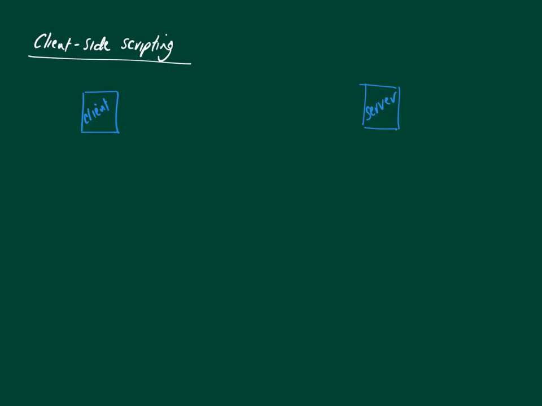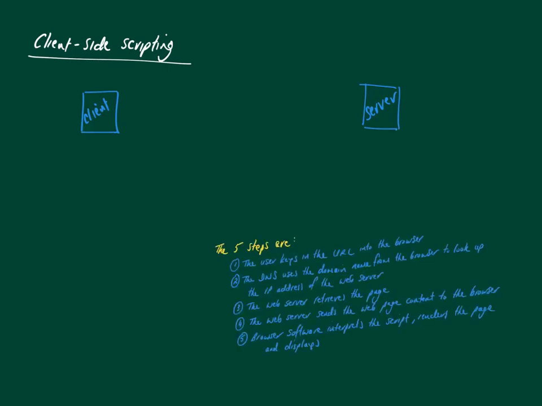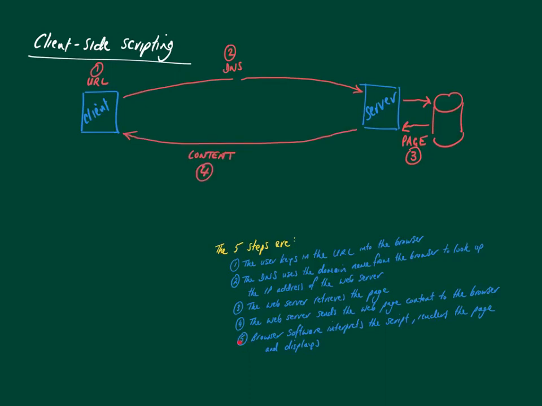Well, as before, the 5 steps are typing in the URL, using the DNS to get the IP address, then the web server retrieves the page, the web server sends the web page content to the browser, and at this point in step 5, we've got a slight difference because as well as interpreting the HTML, you're also interpreting the JavaScript because it's on the client side, rendering the page with the HTML, embedding the JavaScript within it, and displaying it to the user.